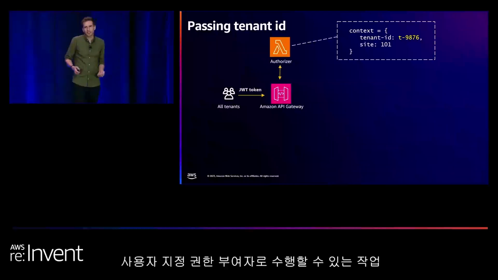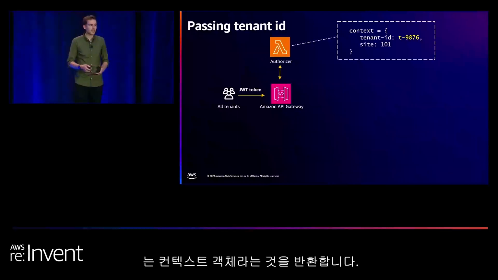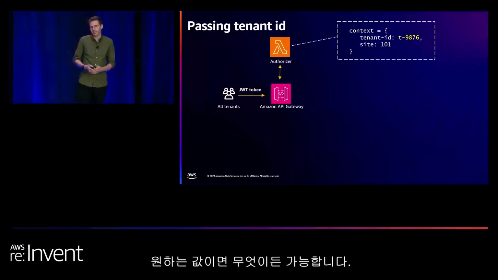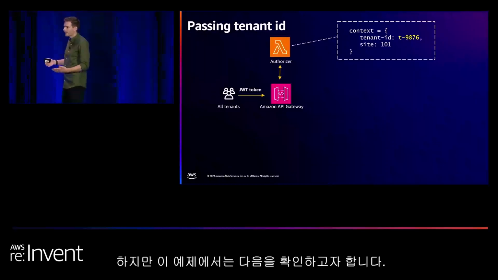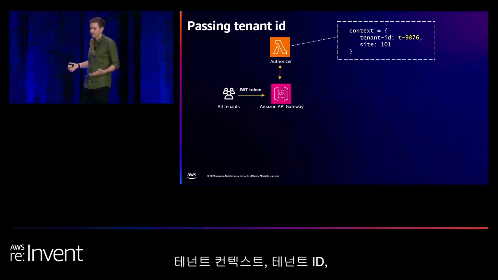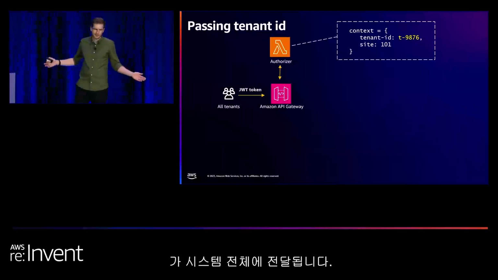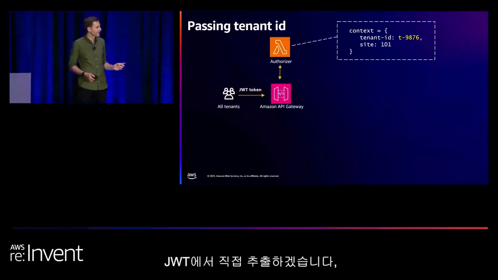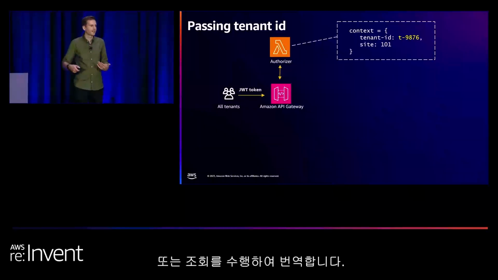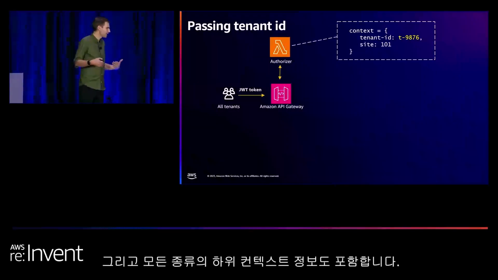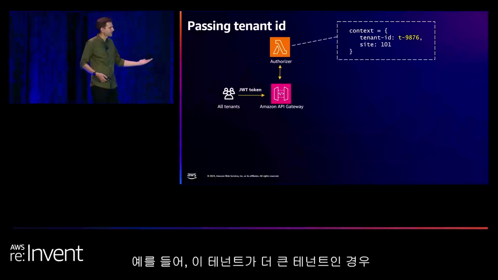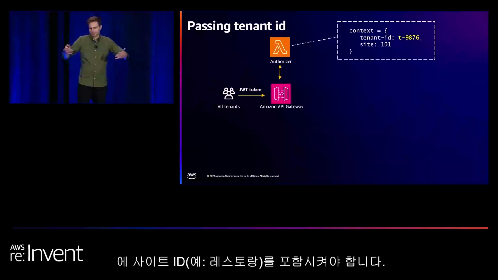What you can also do with the custom authorizer is return something called a context object. The context object is a set of key value pairs, anything you like, essentially. But in our example, we want to make sure that the tenant context, the tenant ID, is passed throughout the system. So we're going to include the tenant ID. We're going to extract it either directly from the JWT or do a lookup to translate it. And we'll also include any kind of sub-context information that we're interested in. For example, if this is a larger tenant that has multiple sites, we might want to include the site ID, for example, for our restaurant.